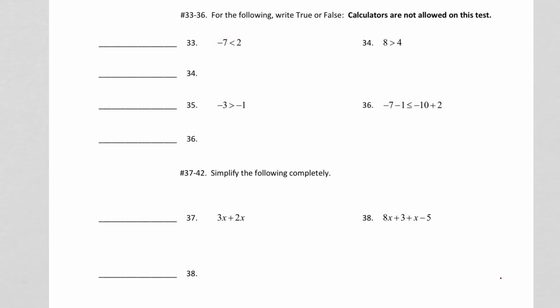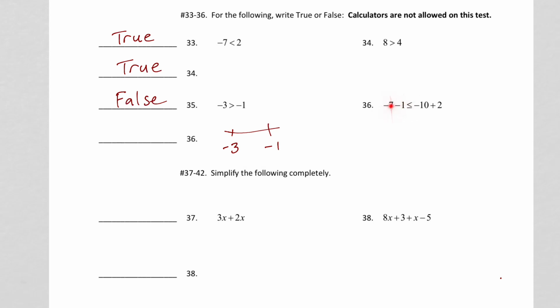Negative 7 is less than negative 2, so this is true. 8 is greater than 4. This is true. Negative 3 is not greater than 1. The number line is negative 1 over here and negative 3 over here. So negative 3 is less than 1, so this is false.